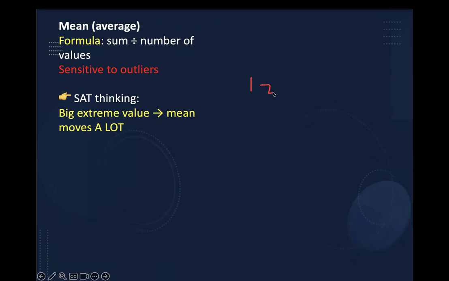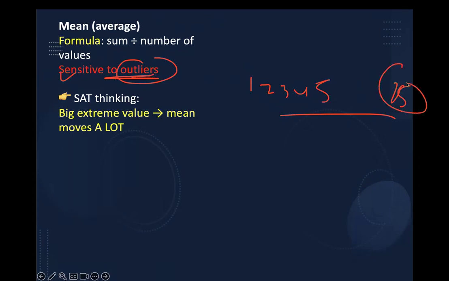You have numbers 1, 2, 3, 4, 5. And they ask you to calculate the mean. You add them, divide by the number of values, 5. But if I give you an outlier, the next number is about 25. What is it going to do? Affect your mean. So the mean is very sensitive to an outlier.